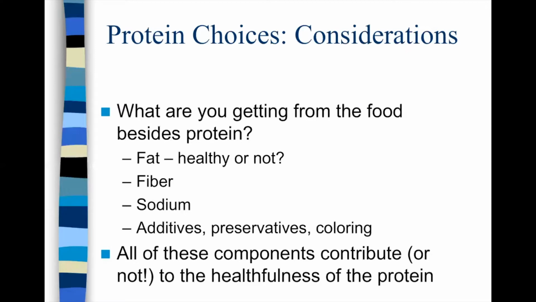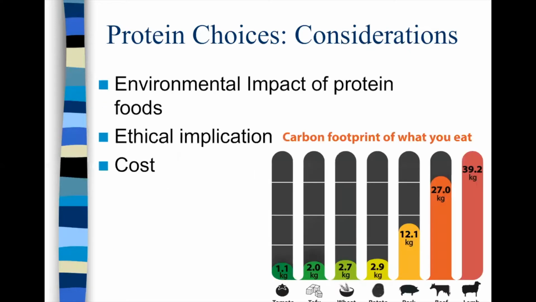Animal products usually have cholesterol. They usually have saturated fat, and some animal products might have sodium if it's like a deli meat or a processed meat. Cheese has a lot of sodium. Cottage cheese has a lot of sodium. Ham has a lot of sodium. And they may have additional preservatives, food colorings, etc. So you have to read the labels and really know all of what you're getting before you can make educated choices.